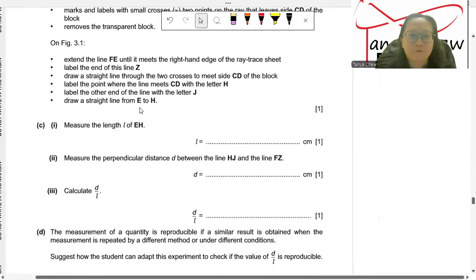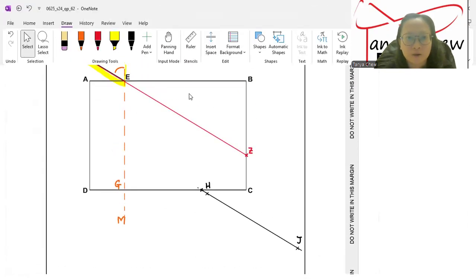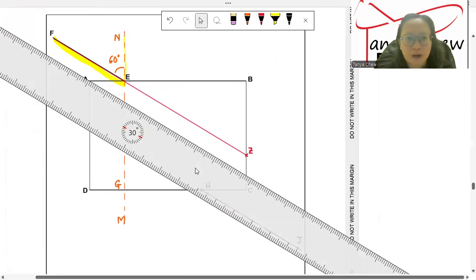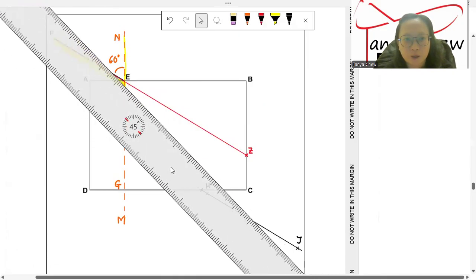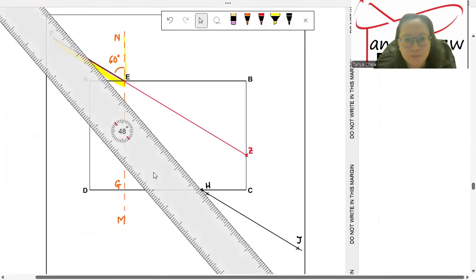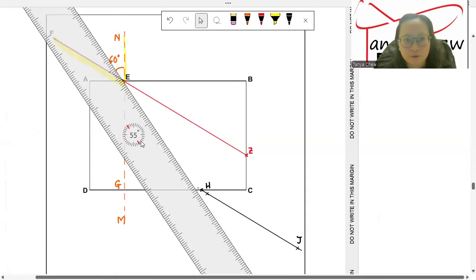Draw a straight line from E to H. Where is E? Oh, okay. From E to H. Straight line from E to H. I'll try my best. Still trying.